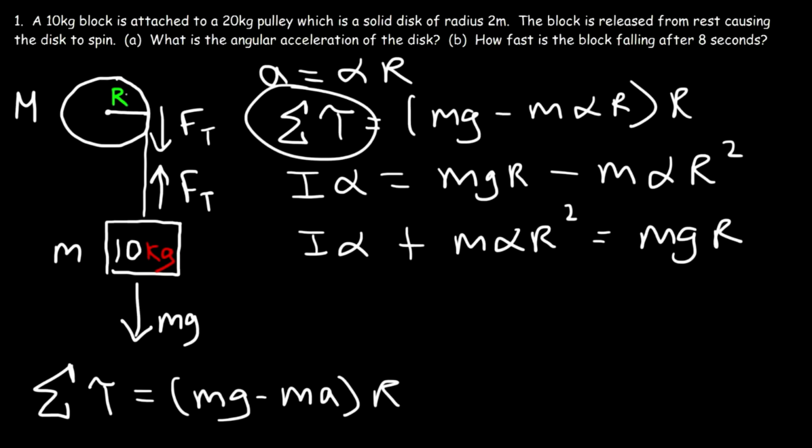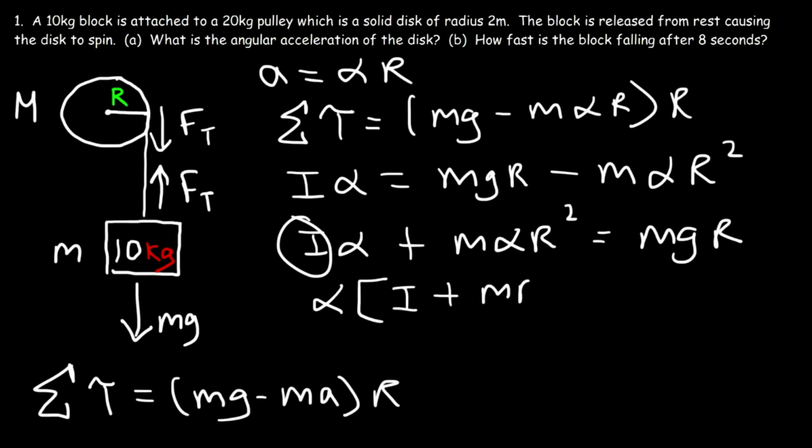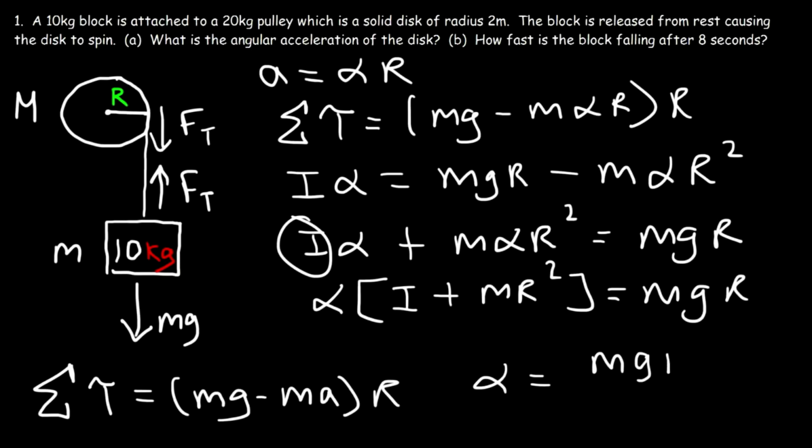Now this is the net torque acting on the disc. So this is the inertia of the disc. So right now let's factor out alpha. So what we're going to have is alpha multiplied by the inertia of the disc plus mr squared, and that's equal to mgr. So for this particular problem, the angular acceleration can be calculated by taking the mass of the block, multiplying by the gravitational acceleration times the radius of the disc, divided by the inertia of the disc plus mr squared, where lowercase m is the mass of the block. So now let's go ahead and calculate alpha.